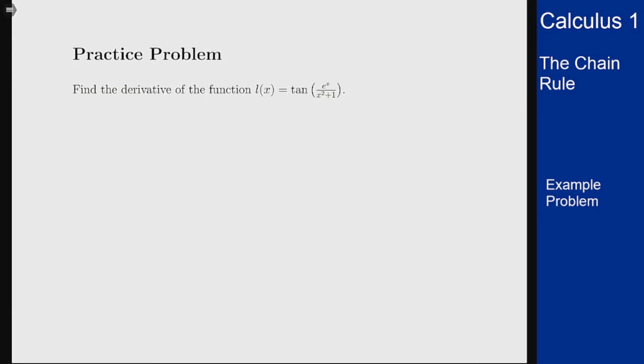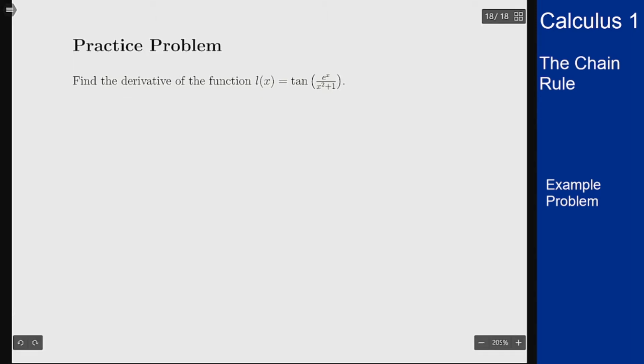In this problem, we want to use the chain rule to find the derivative of the function L of x, which is tangent of e to the x over x squared plus 1. So for the chain rule, we notice that our outside function here is tangent of u, with our inside function u being e to the x over x squared plus 1.